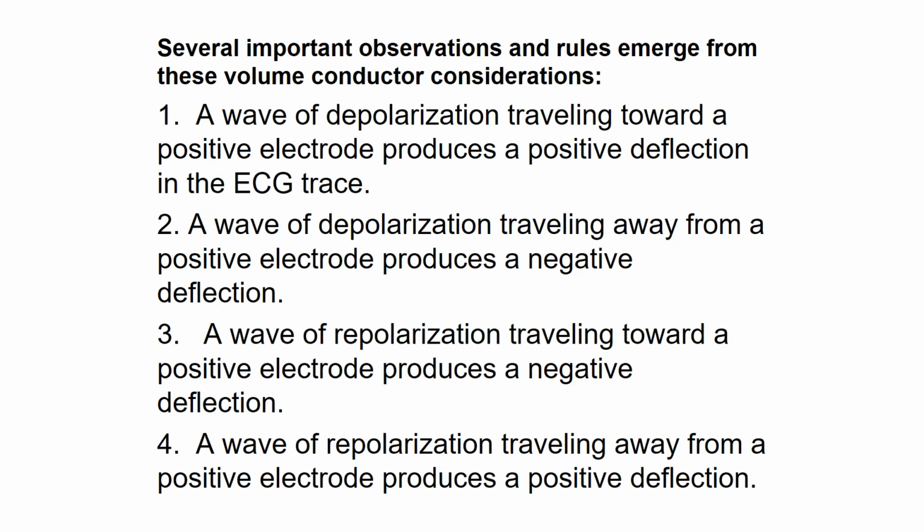Several important observations and rules emerge from these volume conductor considerations. 1. A wave of depolarization traveling toward a positive electrode produces a positive deflection in the ECG trace. 2. A wave of depolarization traveling away from a positive electrode produces a negative deflection. 3. A wave of repolarization traveling toward a positive electrode produces a negative deflection. 4. A wave of repolarization traveling away from a positive electrode produces a positive deflection.